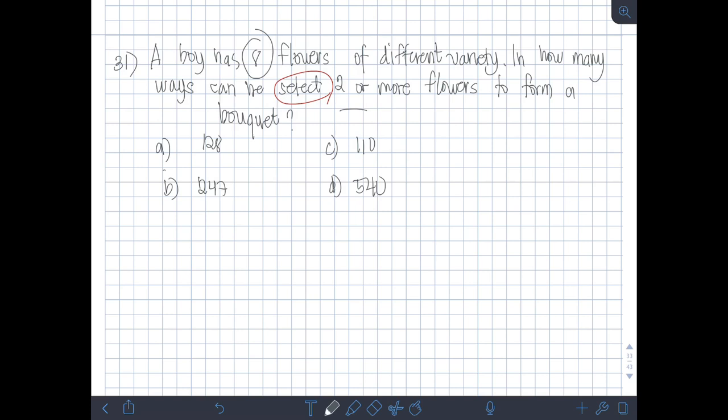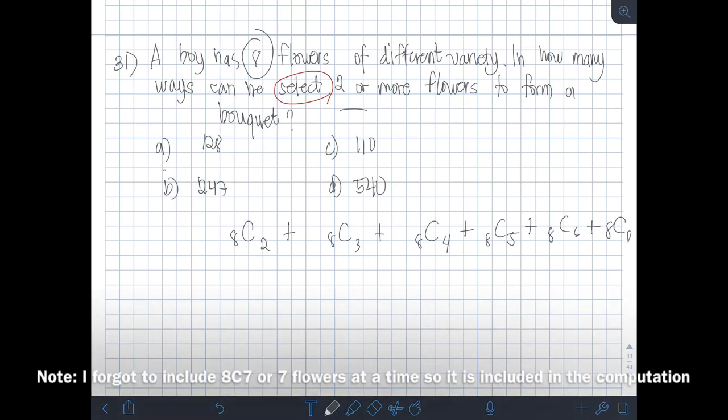So, meron tayong iba't ibang combinations na mabubuo. So, dun muna sa 2, ano yon? 8C2, taken 2 at a time. Plus, kapag 3 naman, 8C3, taken 3 at a time. Plus, 4 naman, 8C4, taken 4 at a time. Plus, 8C5, 5 at a time. Plus, 8C6, 6 at a time. Plus, 8C8, o yung lahat na kukuhain.